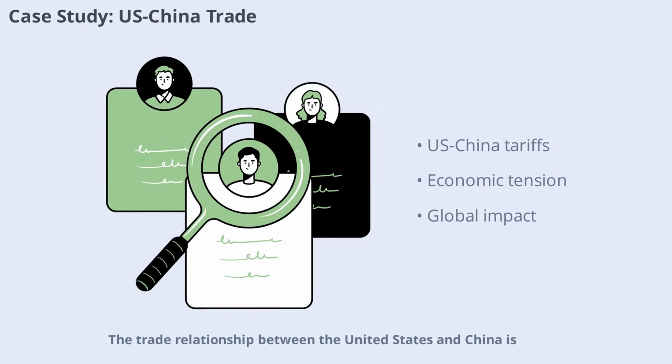The trade relationship between the United States and China is a prime example of how trade barriers can shape global commerce. Over the past decade, both countries have imposed tariffs and other restrictions on each other's goods, leading to a complex and sometimes tense economic relationship. This case highlights the real-world impact of trade policy decisions.